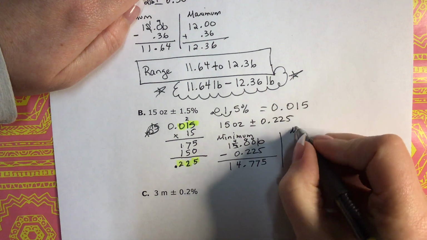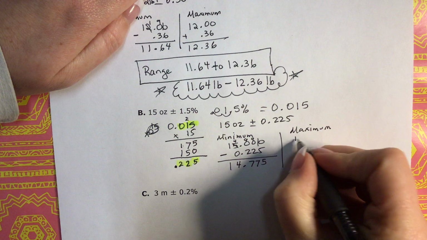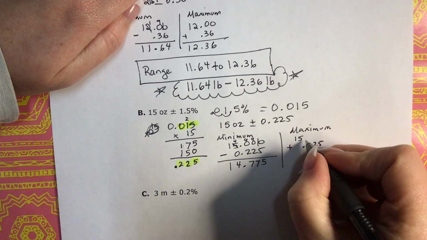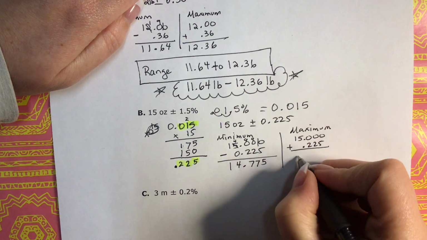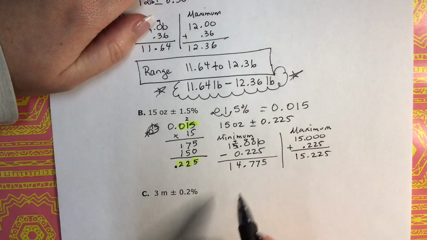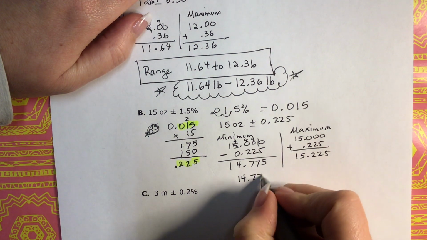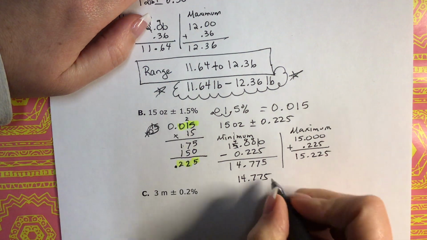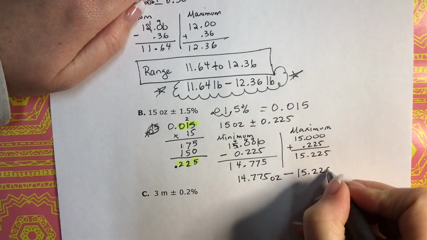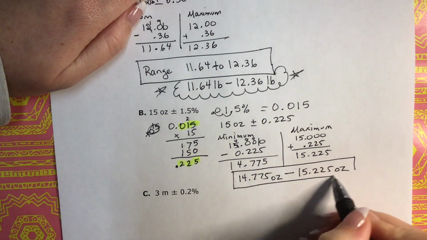And then our maximum value is just going to be 15 plus 0.225, which just ends up being 15.225. All right, so we want to write our tolerance, which means it's going to be 14.775. Don't forget the units, which is ounces, to 15.225 ounces. So that is our answer.